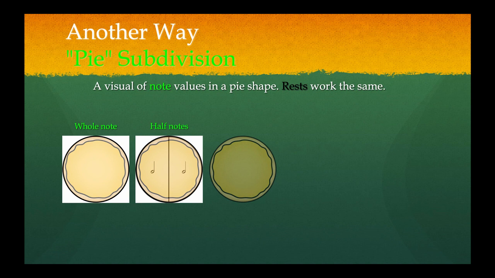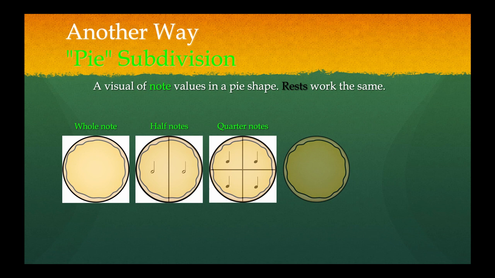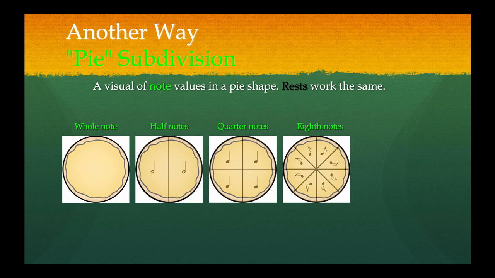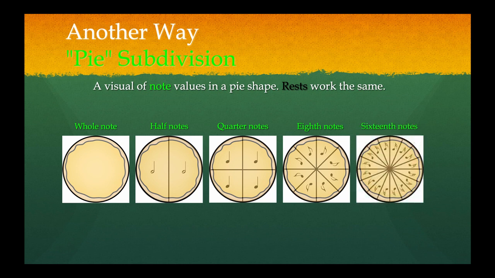If we had a whole pie and we made 4 equal slices, it would be the same as if we took our whole note and subdivided it into quarters and have our 4 quarter notes. Here we have our whole pie, and we're going to cut it into 8 different slices. And if we took our whole note and subdivided it into 8 equal parts, we have our 8th notes. We take our whole pie and divide it into 16 equal sized slices. That would be the same as if we took our whole note and subdivided it into 16 16th notes.